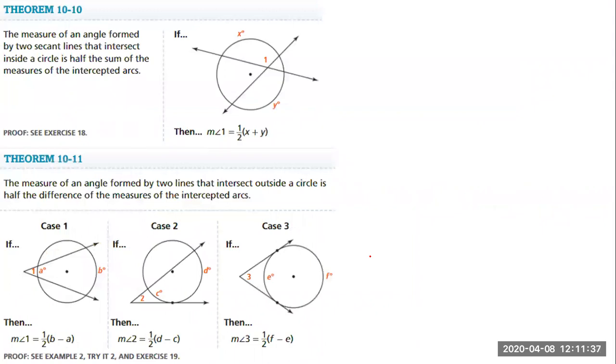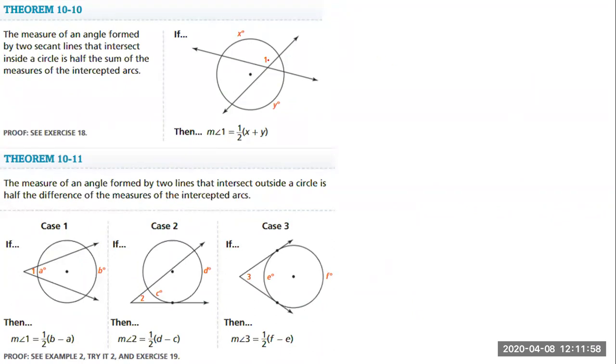When we have two chords or secants that intersect and the angle is inside of a circle, then the measure of an angle formed by two secant lines that intersect inside a circle is half the sum of the measures of the intercepted arcs. So essentially it's the average of the two intercepted arcs.